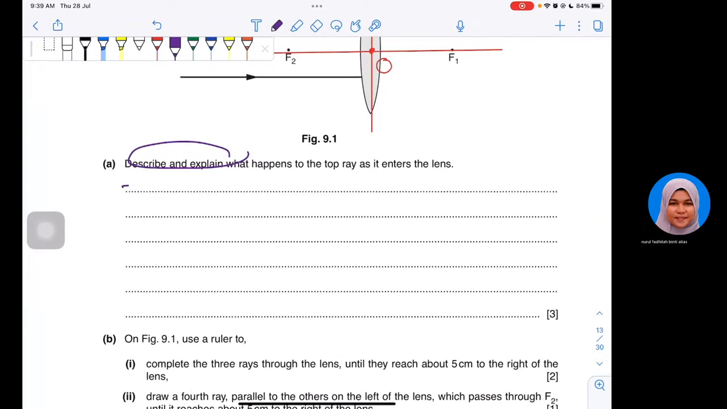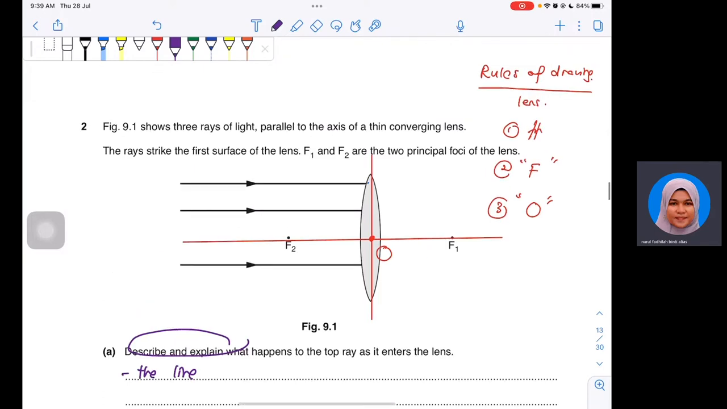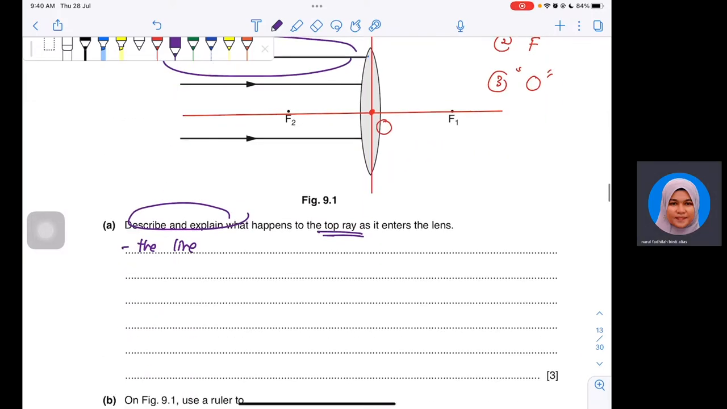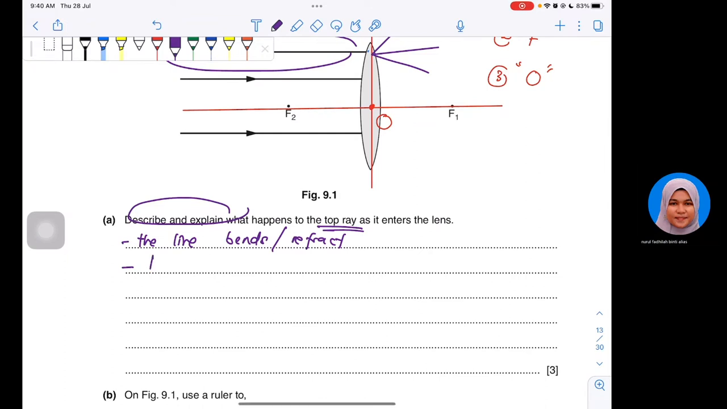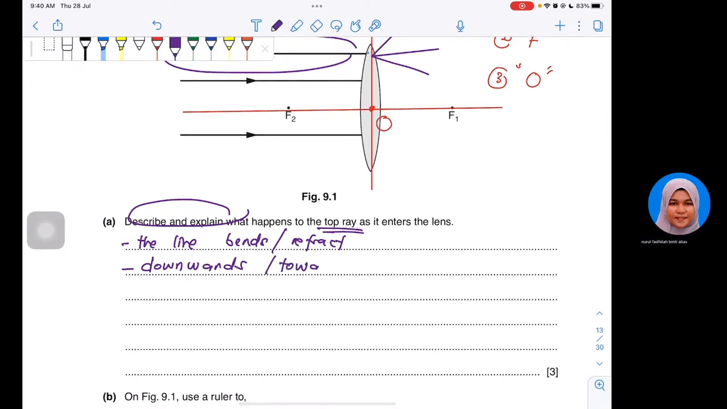So what do I say? The line, the parallel line, will bend, or we can also say refract. Next, where will it bend to? Bend this way, or which way? It looks like downwards. Bend downwards, or bend towards the focal point. Okay, is that all?